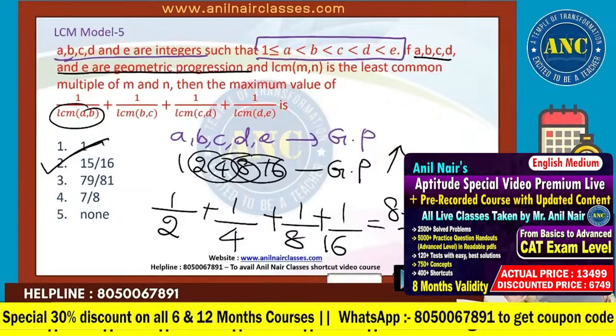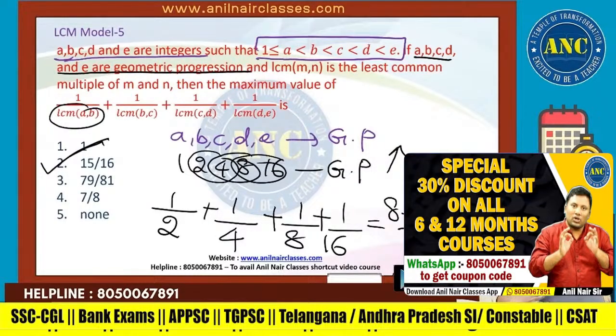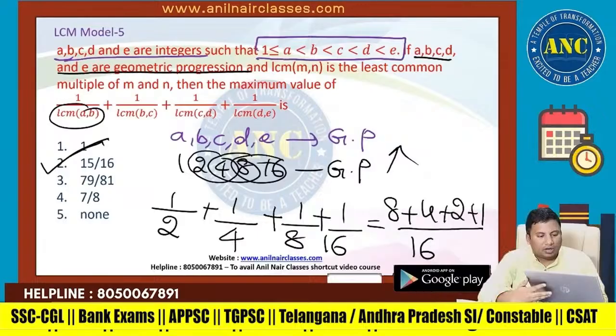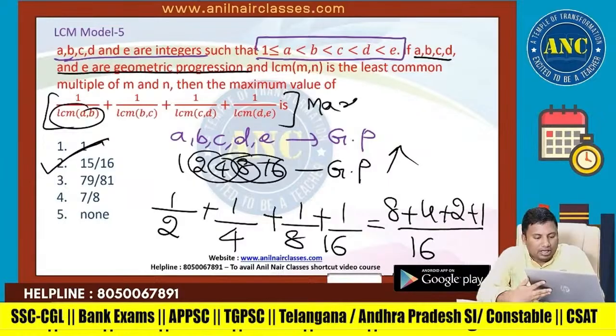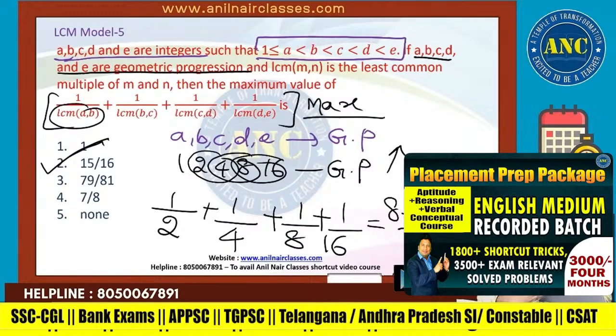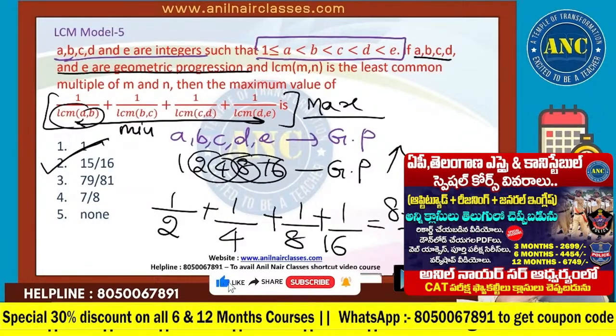I hope it is clear, right? Next one. Now see, this entire value should be maximum. If this value is maximum, this entire value should be minimum, because it is minimum, I took the lowest value.